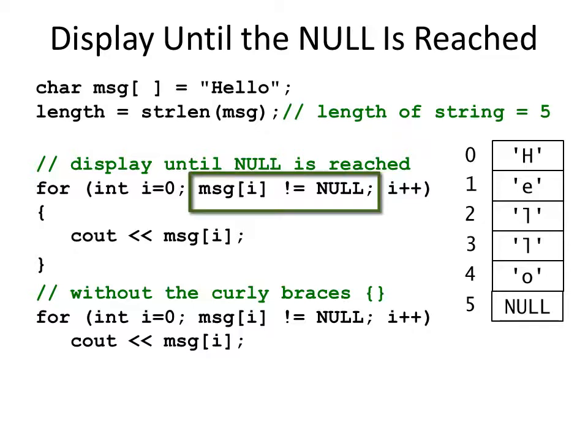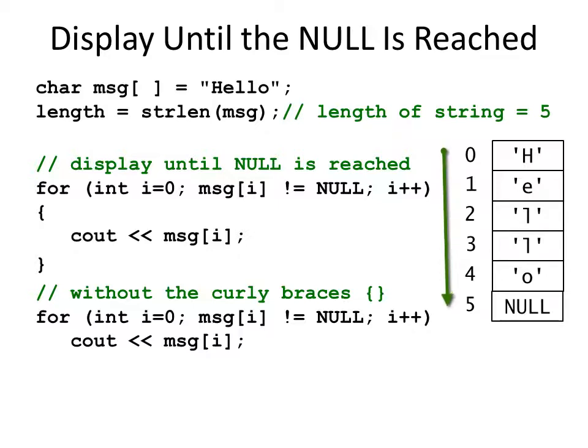I could say display until the null byte is reached. For int i equals 0, message sub i is not equal to a null, i plus plus, and then cout message sub i. i is going to be incremented 0, 1, 2, 3, 4, 5, and when I end up with i equals 5, then message sub i is going to be a null byte, then I'll fall out of the loop.